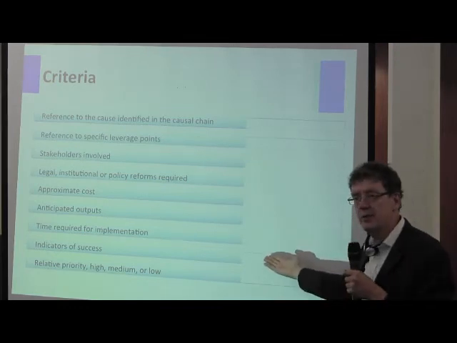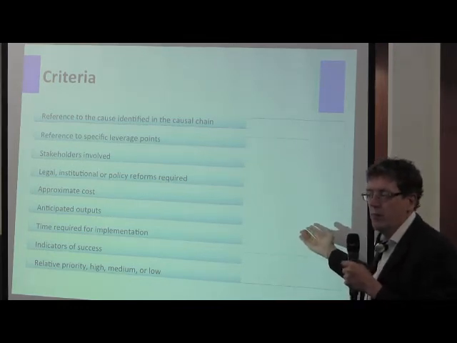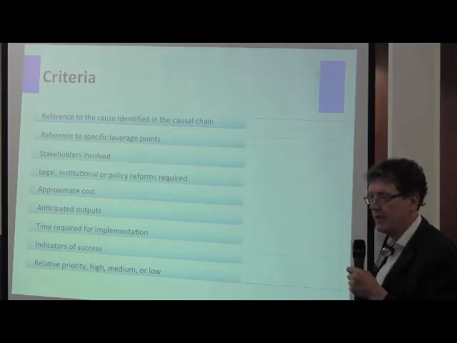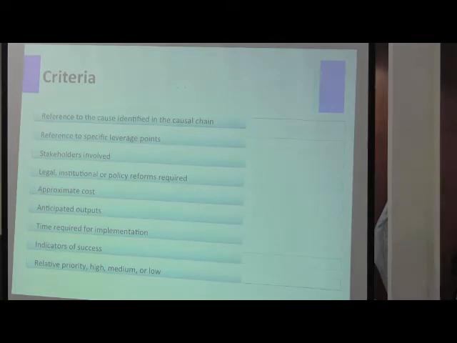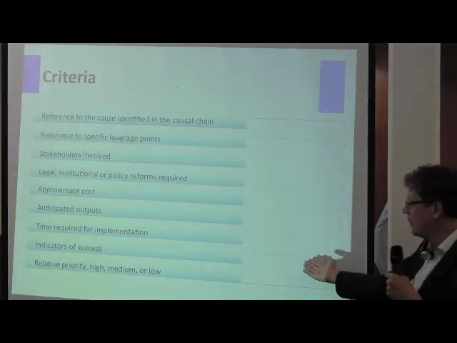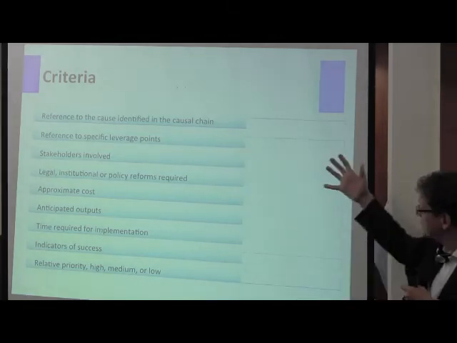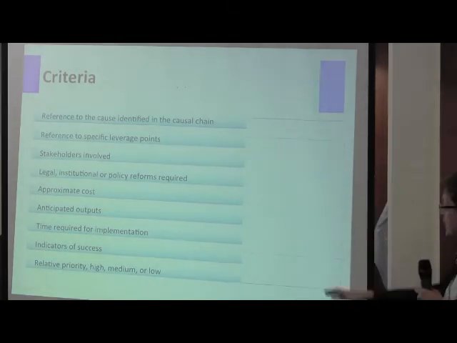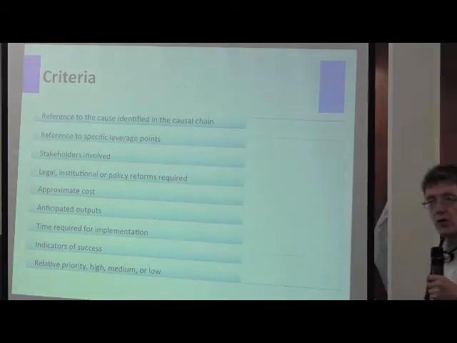How long is it going to take to implement? Is this a six-month project, or is it something that's going to take five or ten years? How would you measure success from this? Is it easy to come up with some kind of indicator of success? And then from this set of information, once you've done this for all of them, you can assign priorities, a high, medium or low, for example.